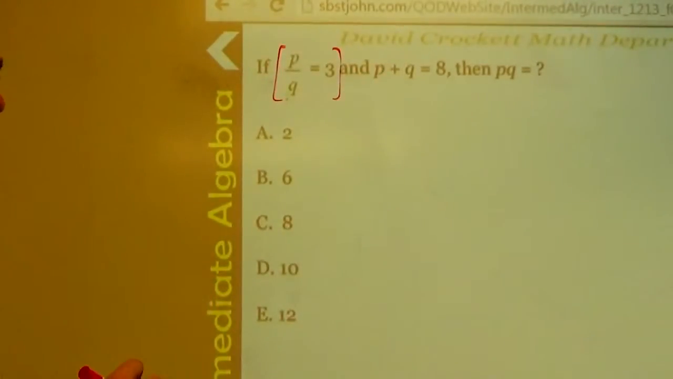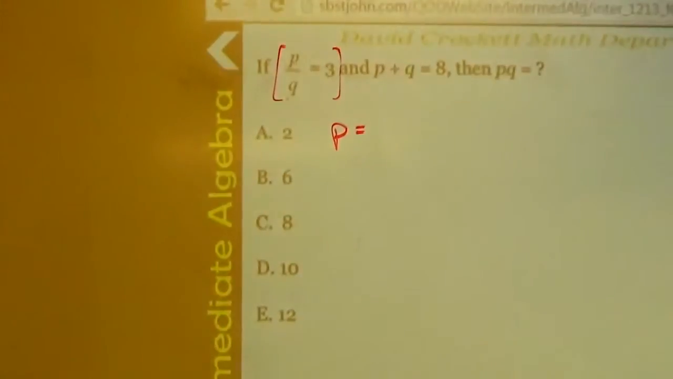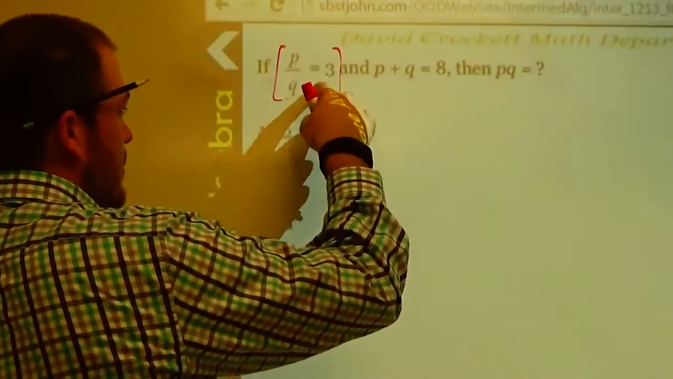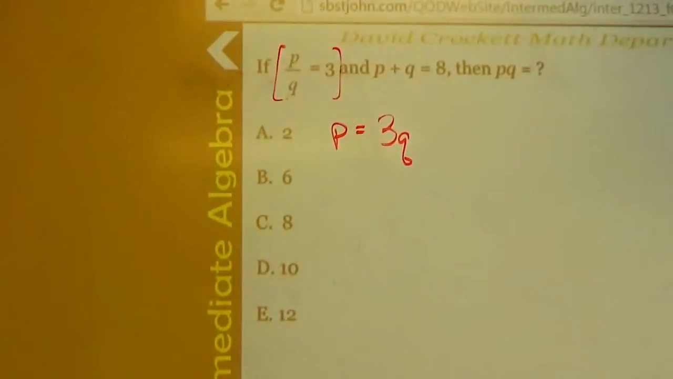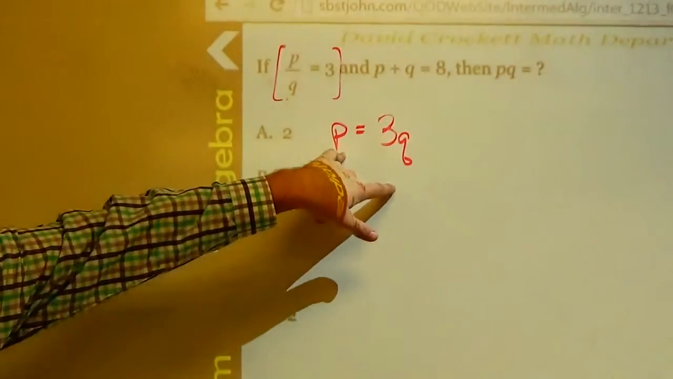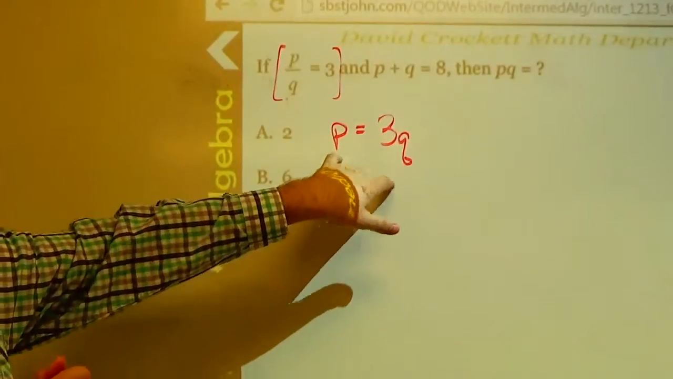What can I do to solve for P? So if I want to get P by itself, how would I get rid of the Q? I would multiply it. So I'd multiply both sides by Q, so I'd get 3Q. What does this help us do? What can I do with this now?